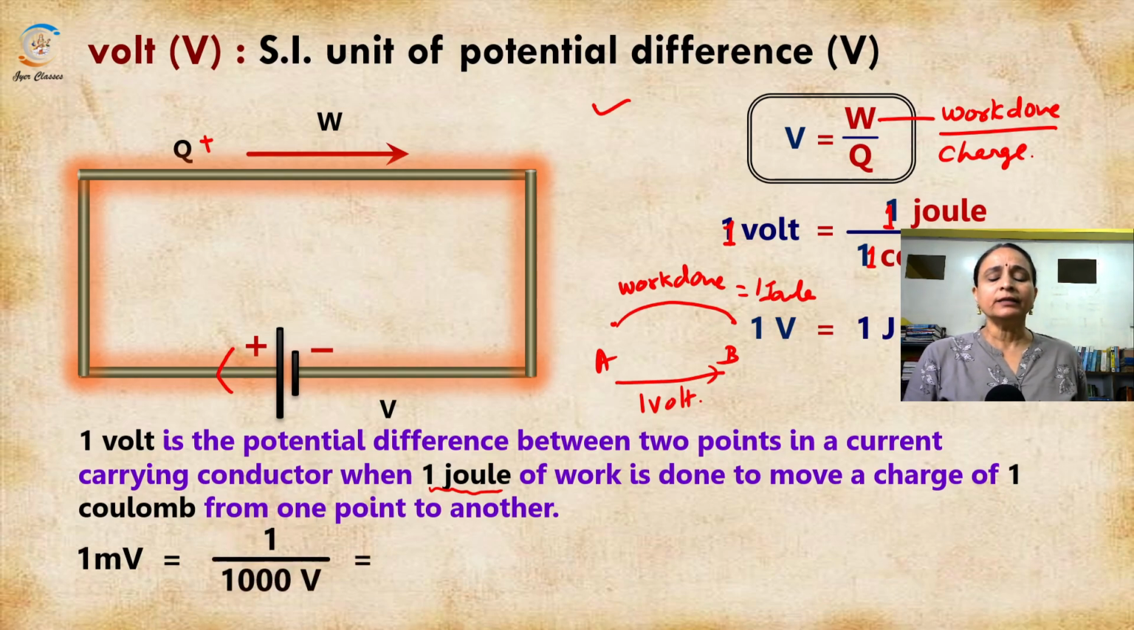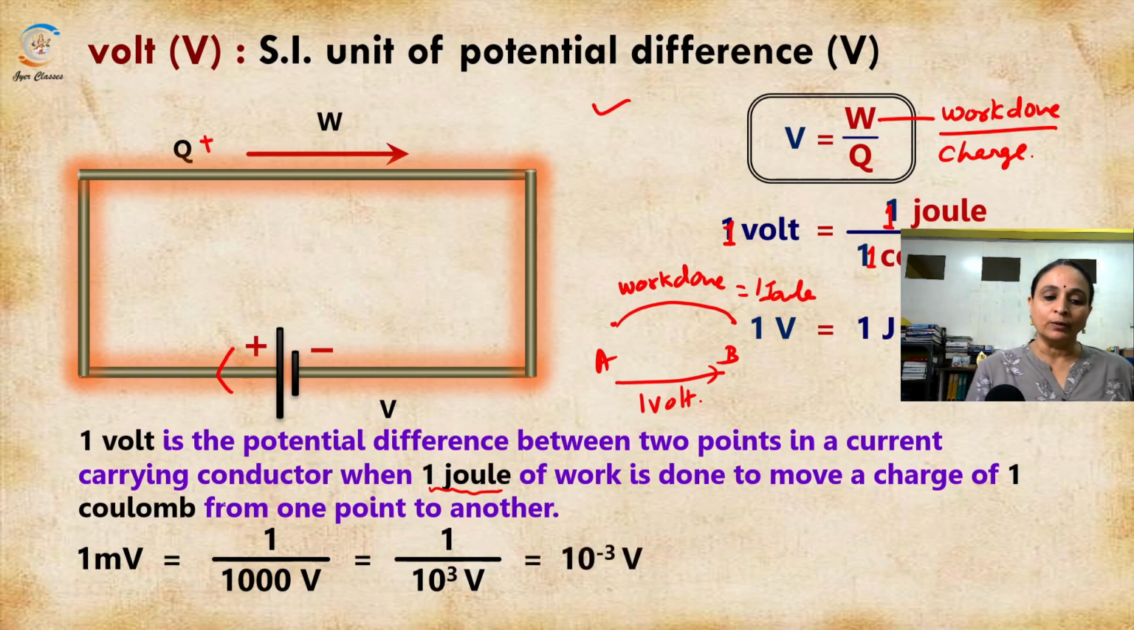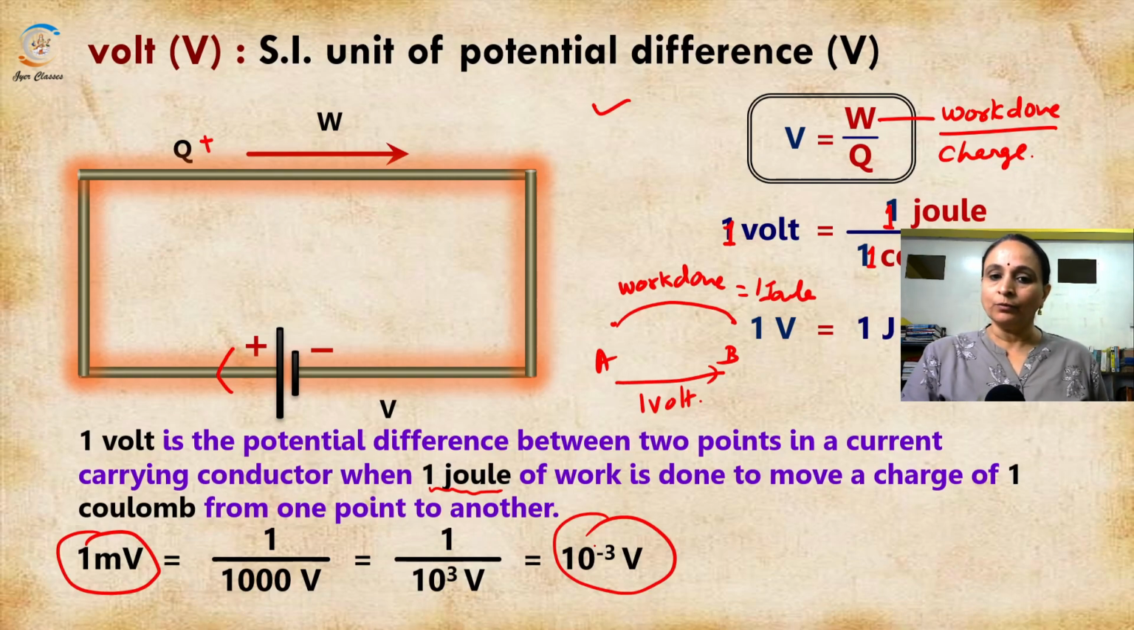Right? Now there are smaller units of potential difference also, which is termed 1 millivolt. 1 millivolt means 1 by thousand of a volt, and it is also equal to 10 to the power of minus 3, we can write. So 1 millivolt is equal to 10 to the power of minus 3 volts. Okay.